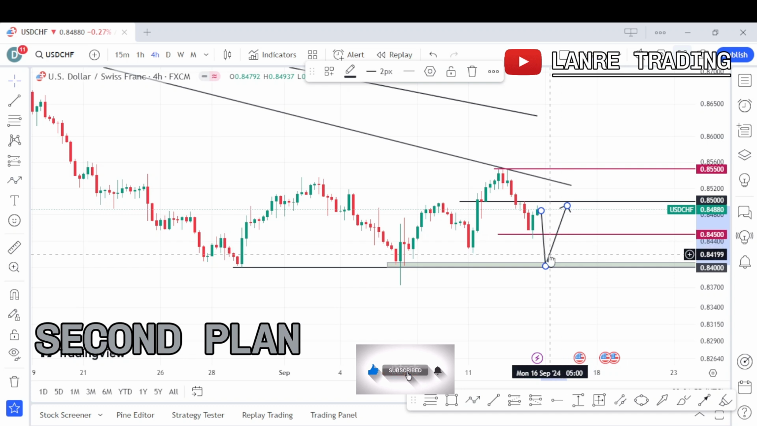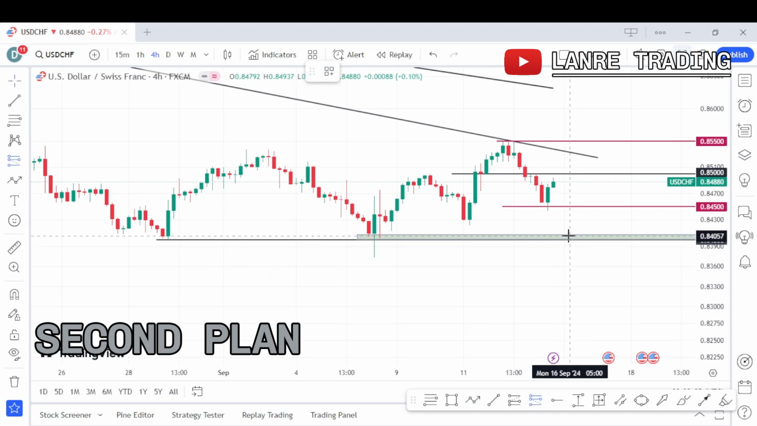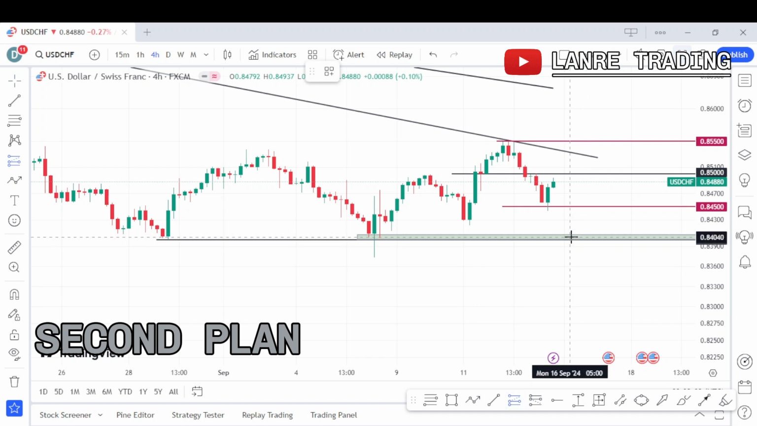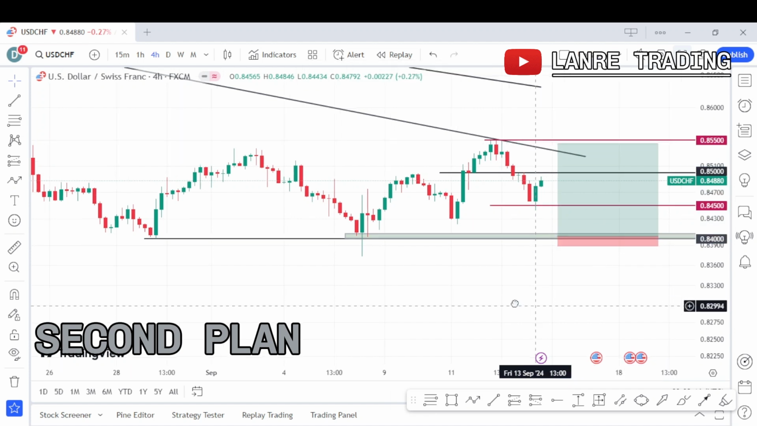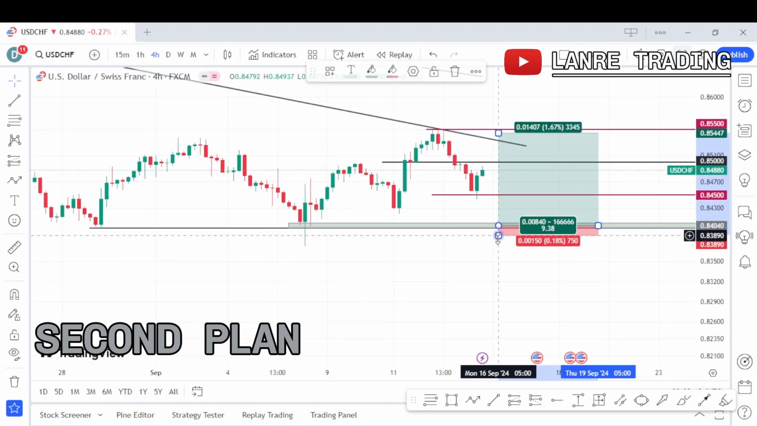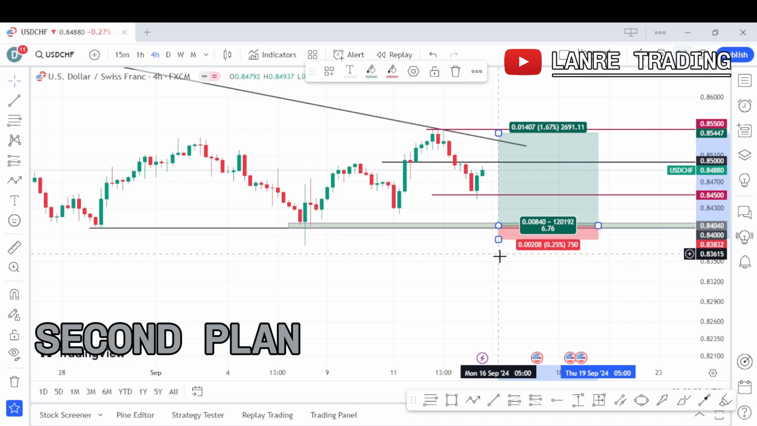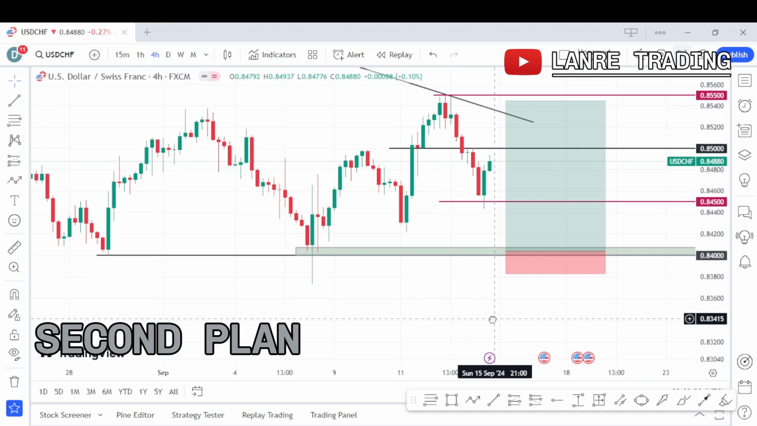So either way the price decides to move, you need to exercise patience so you can take a decent entry. If price comes to this POI level right about here, all we need to do is take a long position right about here, and the overall level will be up there. So that is a 1 to 2 risk to reward ratio for you guys.